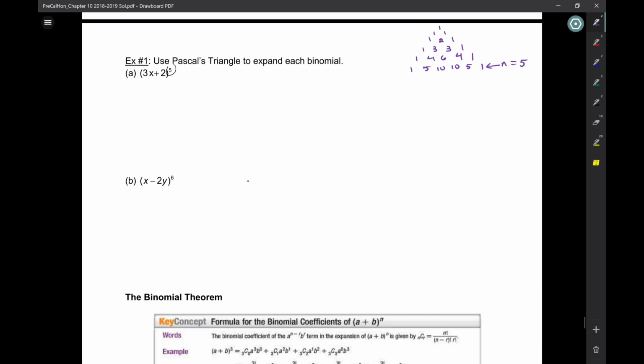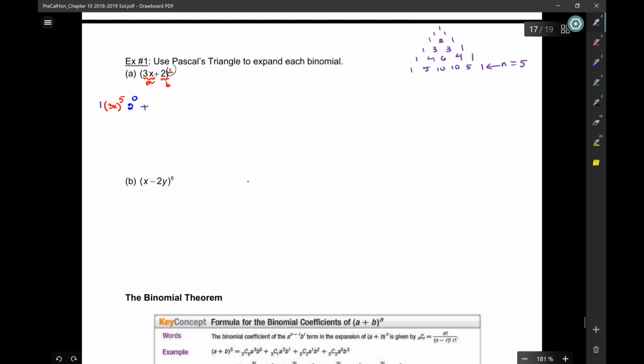All right, so here's how we do it. Now, in this expansion, in this binomial, this is A, and this is B. All right, so what I do is this. I get my first coefficient, that's a 1, times A to the power of 5, right? Because my exponent is 5. And then B to the power of 0.